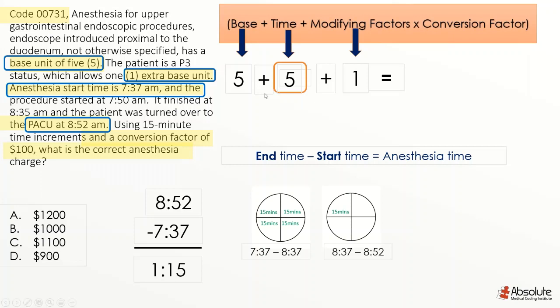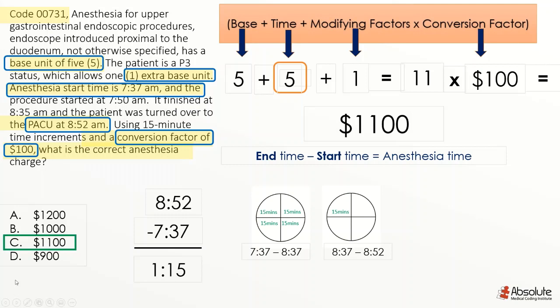Now we're just going to take these 5 plus 5 plus the 1, and that gives us our 11. Then we multiply it by the conversion factor of 100, and that gives us 1100. And that's how we arrive at C.